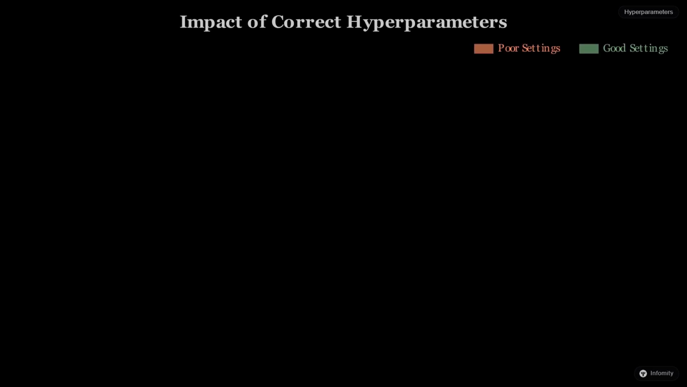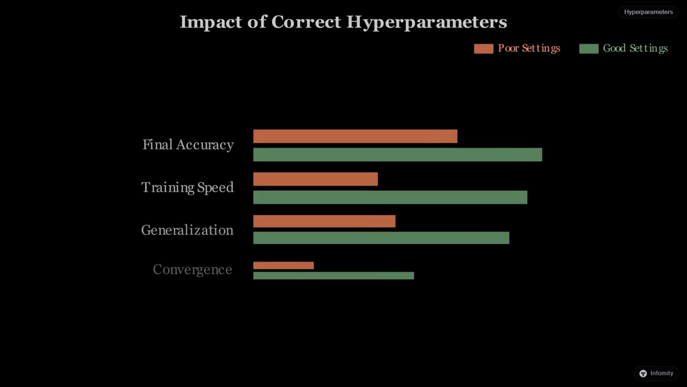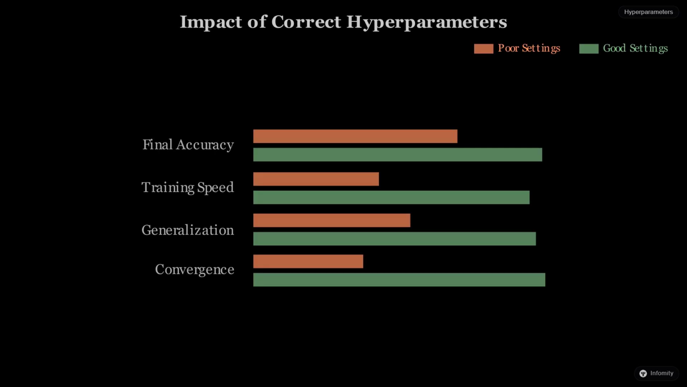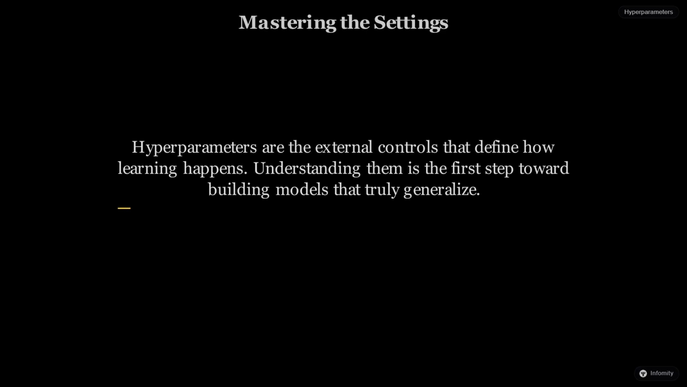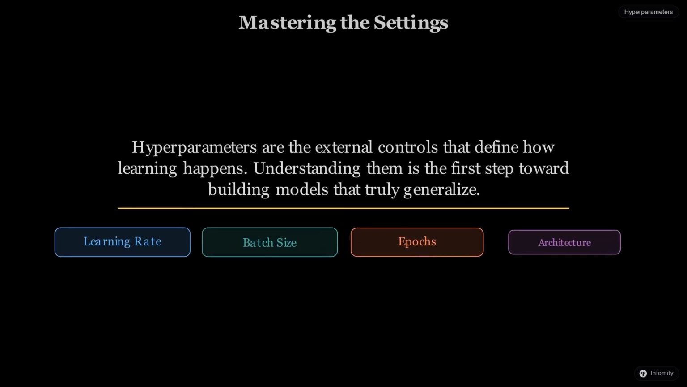Understanding these variables is the first step toward building models that are robust, efficient, and accurate. By mastering these external controls, you set the stage for your artificial intelligence to truly succeed in its learning process.